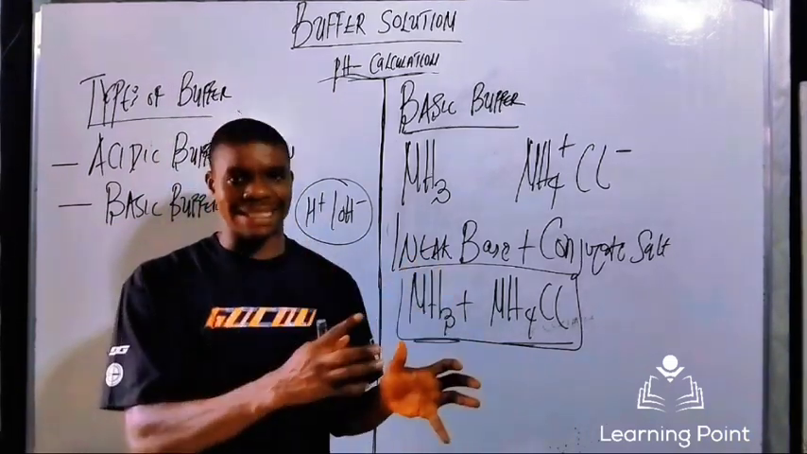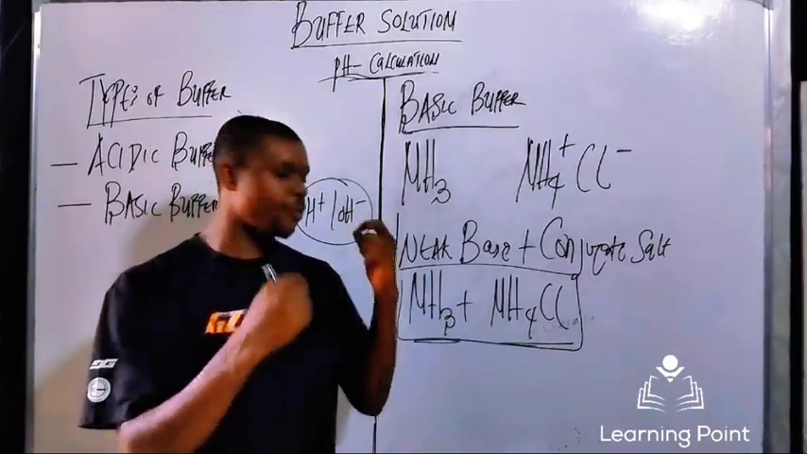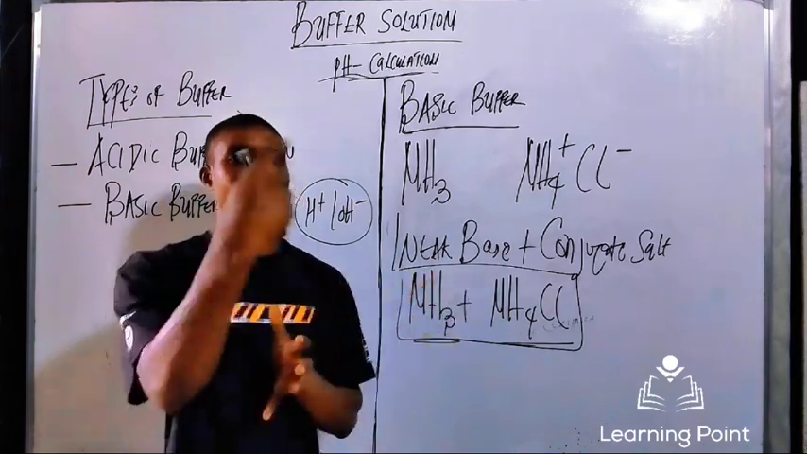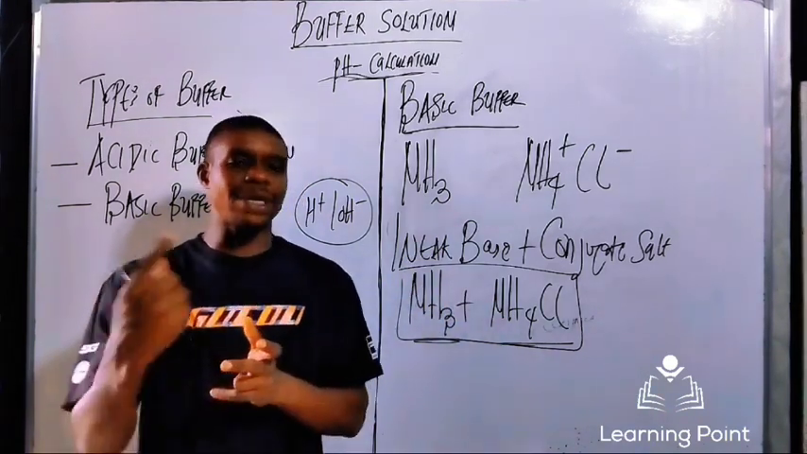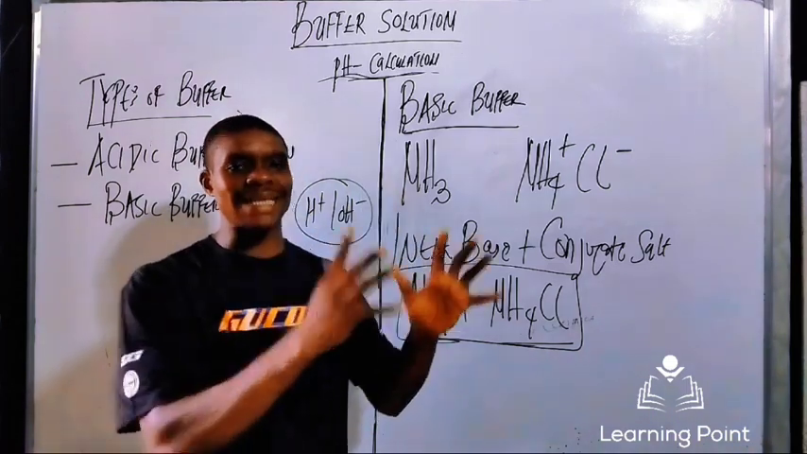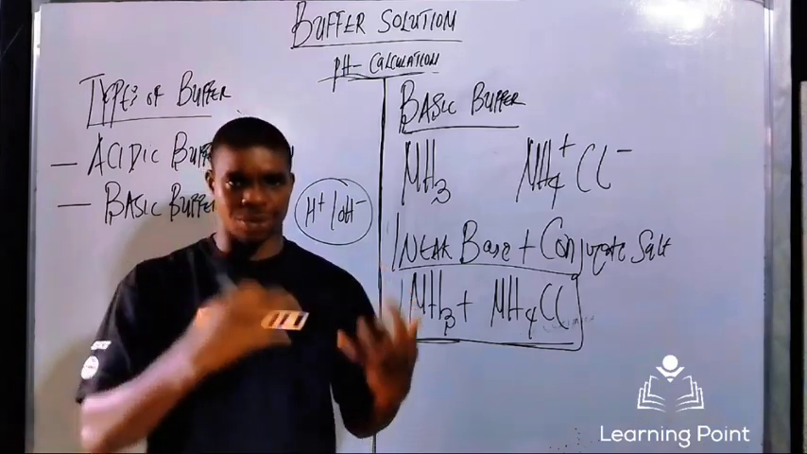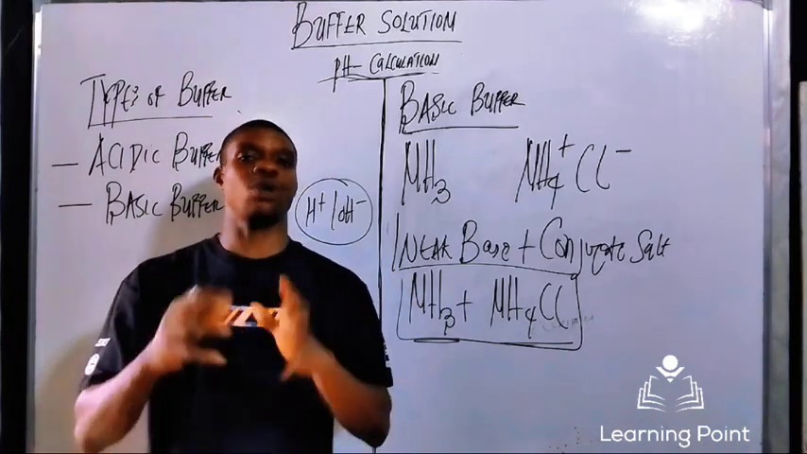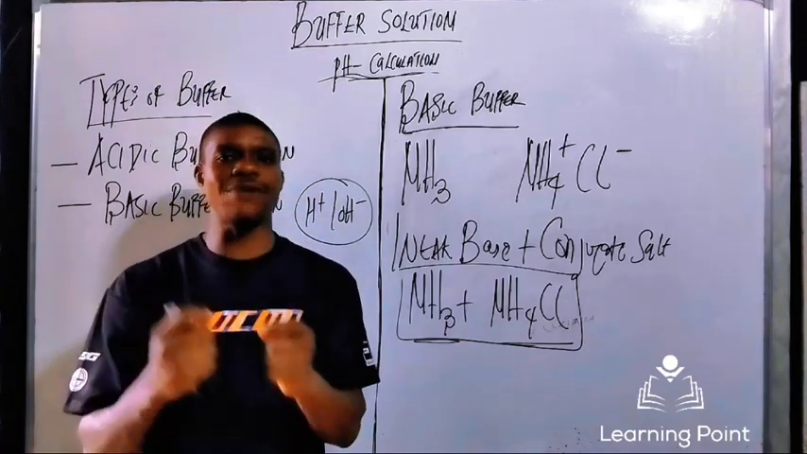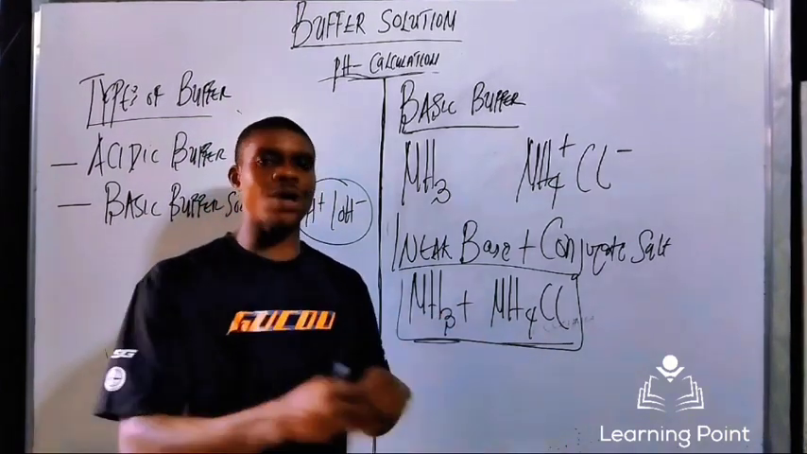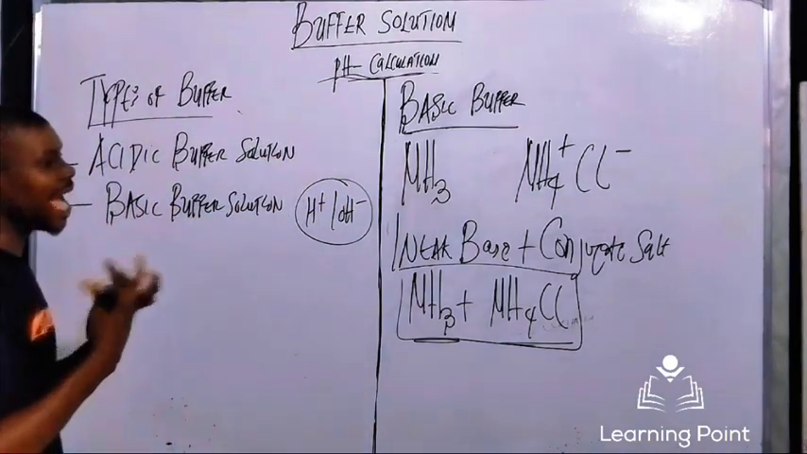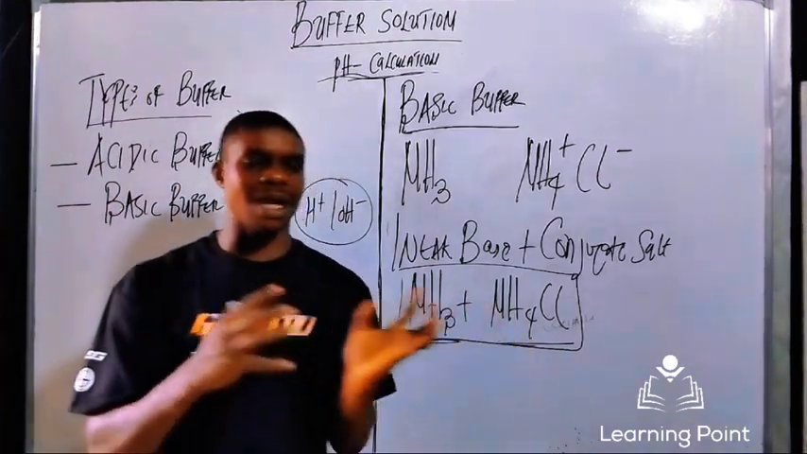When you add an acid to a buffer solution, it's going to react with the base. When you add a base to a buffer solution, it's going to react with the acid. So the base and the acid neutralize the effect of anything you add to it. That's why there is no significant change in a buffer solution, and why a buffer solution resists change in pH when you add a small amount of acid or base to it. Do you understand?